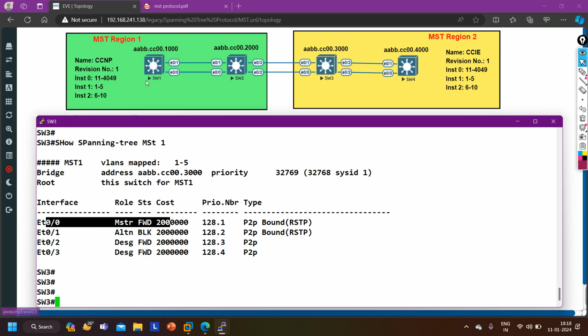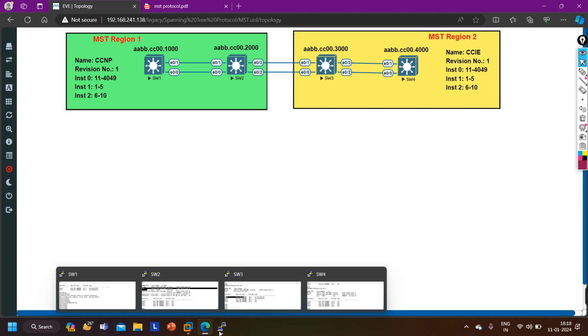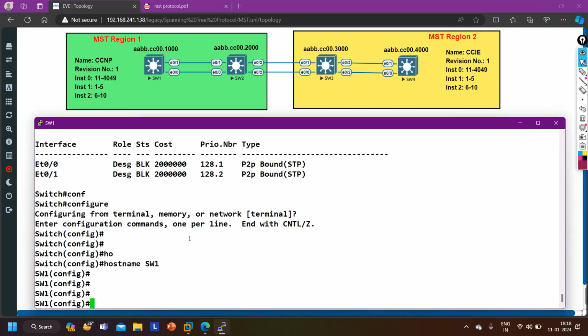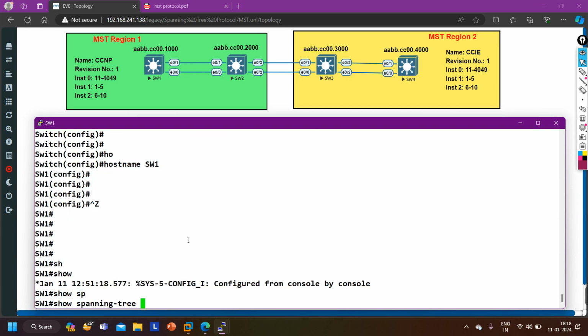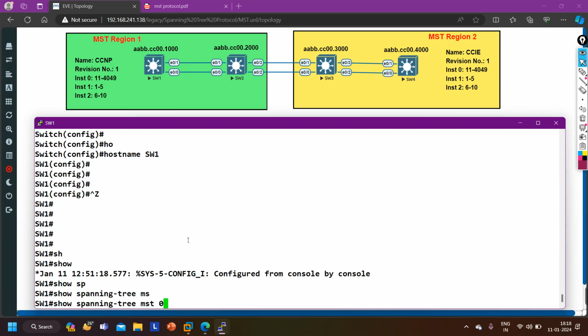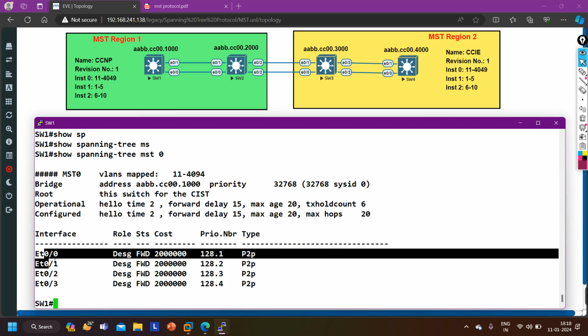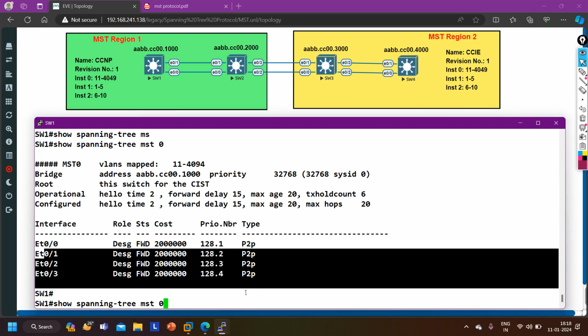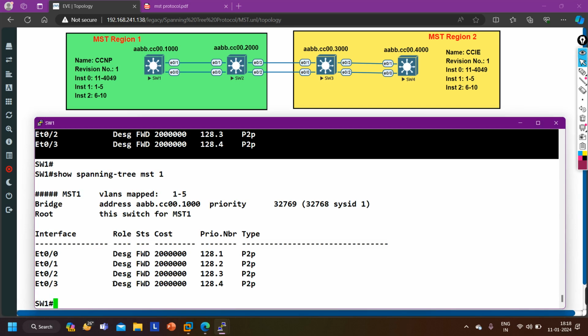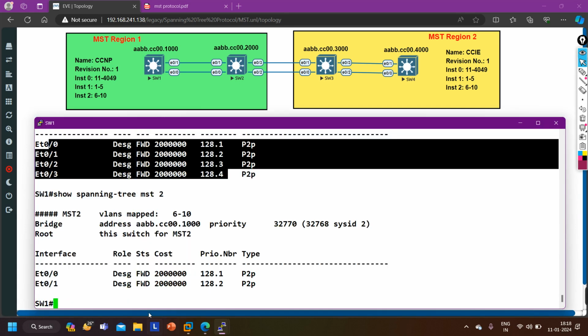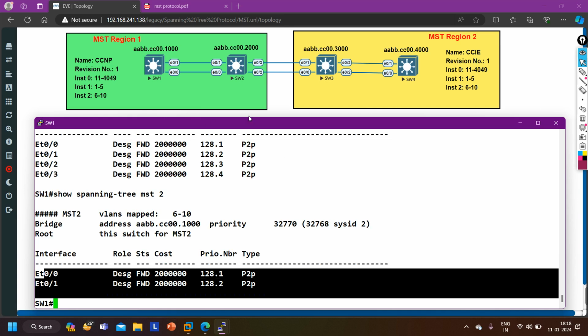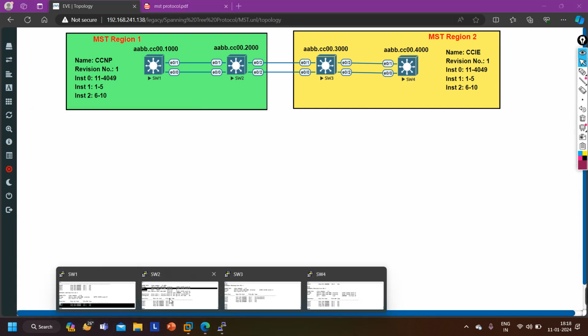Now see what you can do if you want to achieve load balancing, let's say between switch 1 and switch 2. So now on switch number 2, show spanning tree MST instance 0, right? These all ports are DP. For instance 1 also, these all ports are DP, because this switch is the root bridge. For instance 2 also, these all ports are DP.